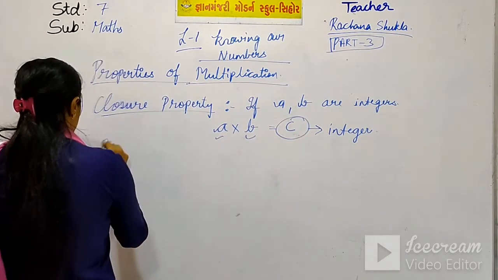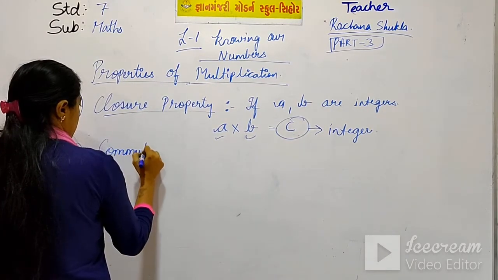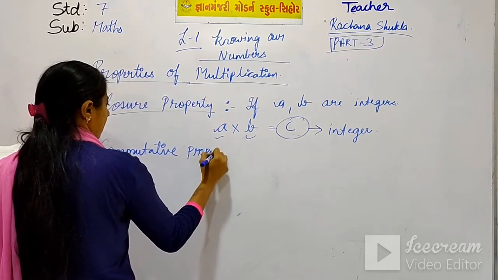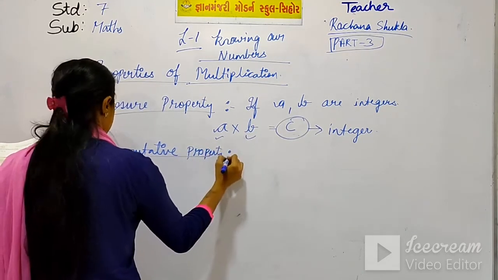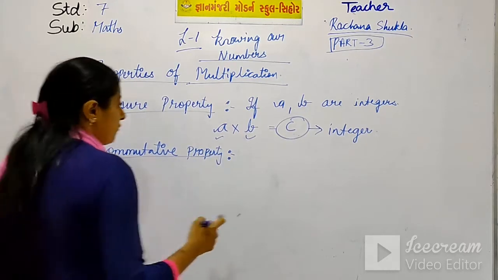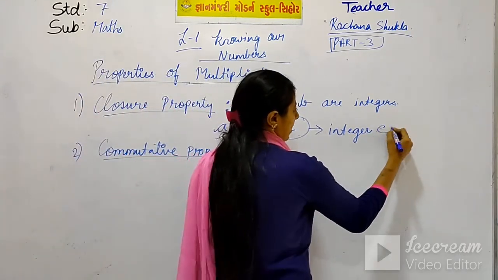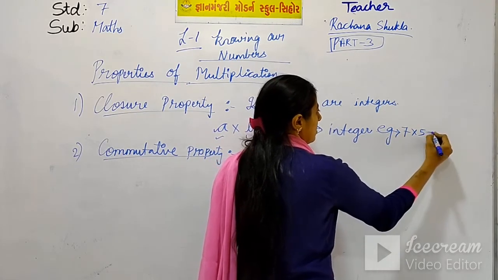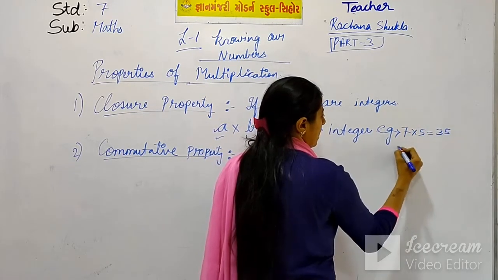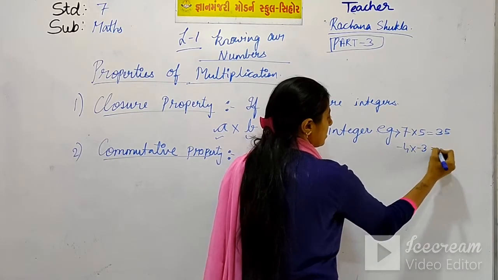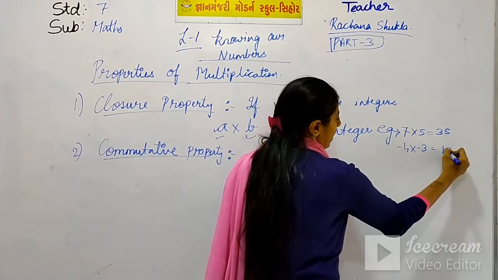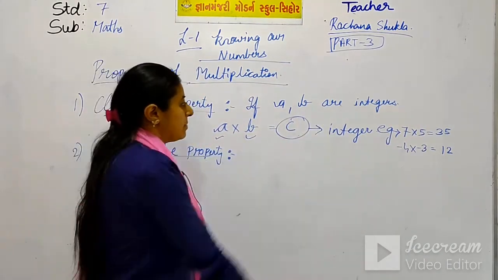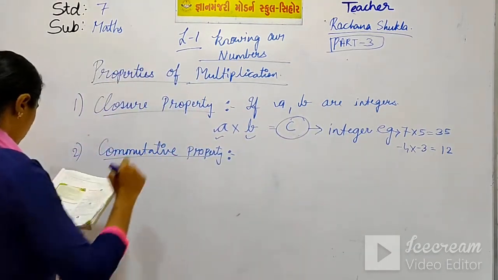Then commutative property. If you want an example, you can write down 7 into 5 is equal to 35. Minus 4 into minus 3, 4 3s are 12, minus into minus is plus 12. These are the examples of closure property.